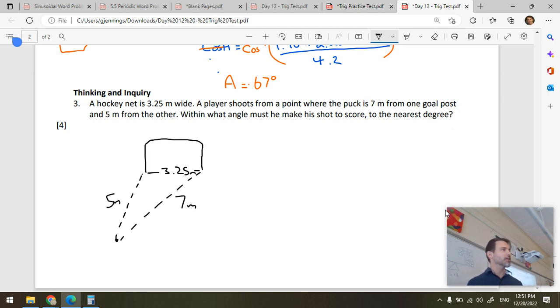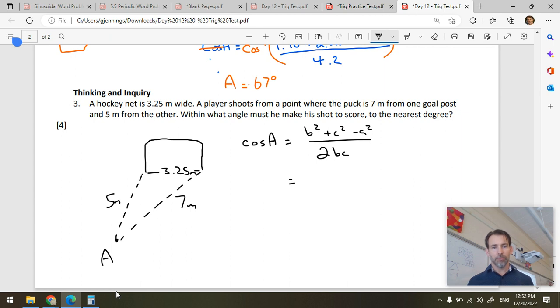Oh, didn't that question get a lot easier when I drew the diagram? And so now I know I'm solving for angle A. And then I'm going to have the same formula as I had up there. Cosine of A is equal to B squared plus C squared minus A squared all over 2BC, which is equal to, well, B squared is 5 squared. So again, these flank sides, the sides that are flanking the angle, are the ones we're adding. So 5 squared plus 7 squared minus 3.25 squared.